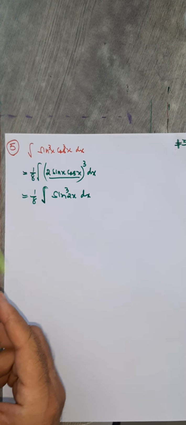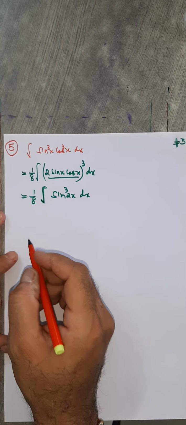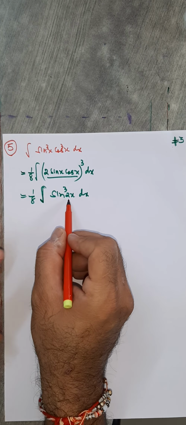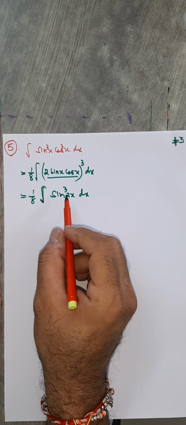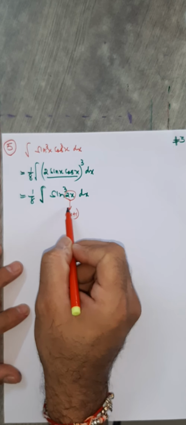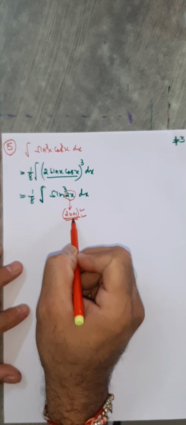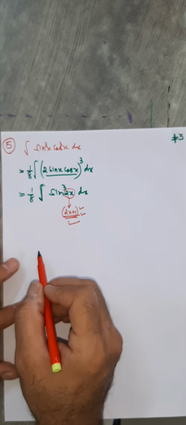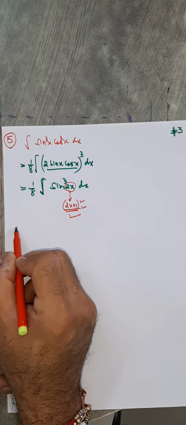Now it's like the previous question only. And what was the previous question? The previous question was, instead of x you had 2x plus 1. That's the only difference. So just do it like the previous question. I'm not doing it. Question number 6.